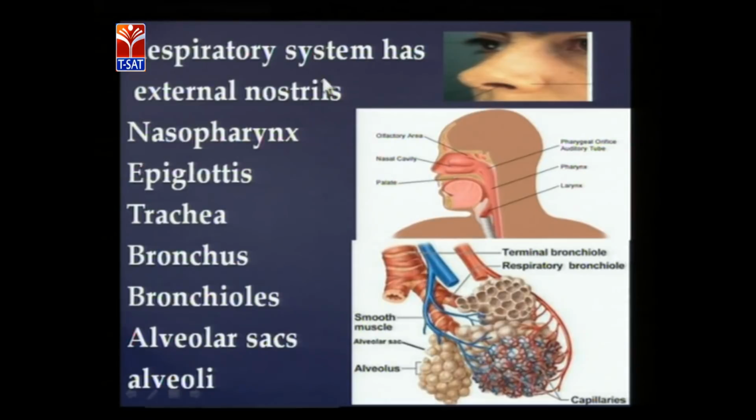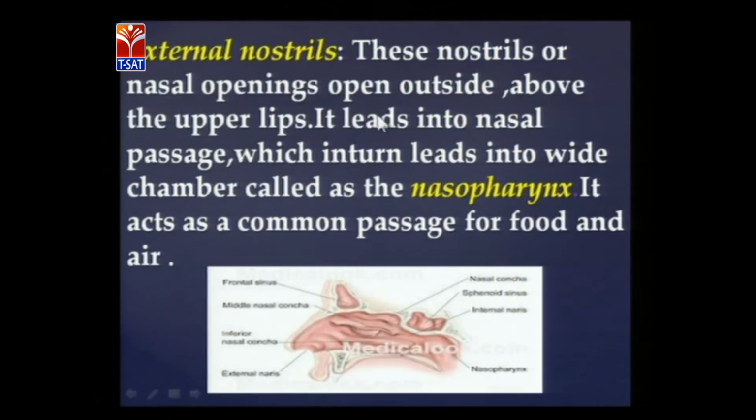The respiratory system starts with the external nostrils, nasopharynx, epiglottis, trachea, bronchus, bronchioles, and alveolar sacs leading into alveoli. These external nostrils are present above the upper lip and open outside. They lead into a nasal passage, which leads into a wide chamber called the nasopharynx. It acts as a common passage for food and air. This nasopharynx is a fusion of a nasal region and a pharynx region, so it is called the nasopharynx, and it acts as a common passage for food and air.